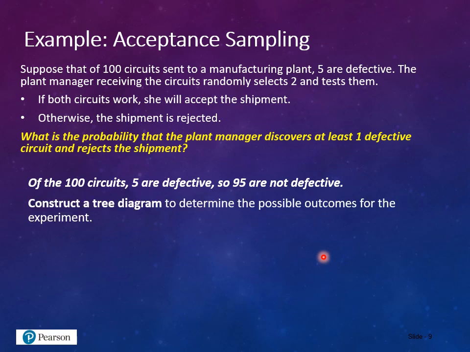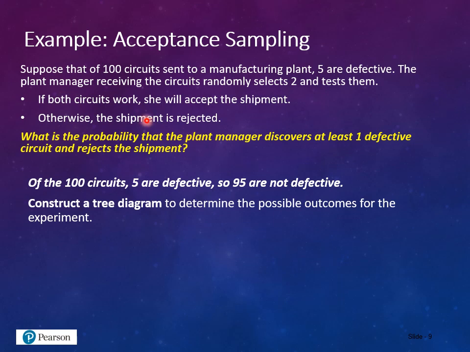The way we want to do this is because there are all these different combinations depending upon the order. So we want to construct a tree diagram to determine the possible outcomes for the experiment. We did a tree diagram, I believe back in chapter 3, with families that had 3 kids and what gender they were. You might remember the first kid was either boy or girl, and then each of those, the second kid was boy or girl, and then the third kid was boy or girl in each of those. So you had like boy, boy, boy, boy, girl, boy, boy, girl, girl, etc. And so that's what we're going to do here as well with these two circuits.